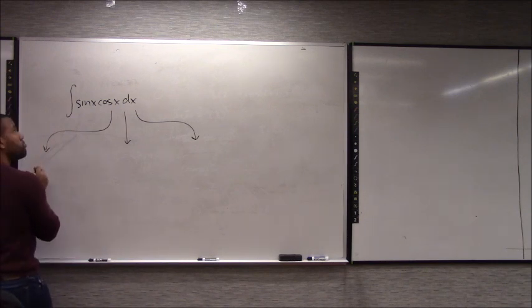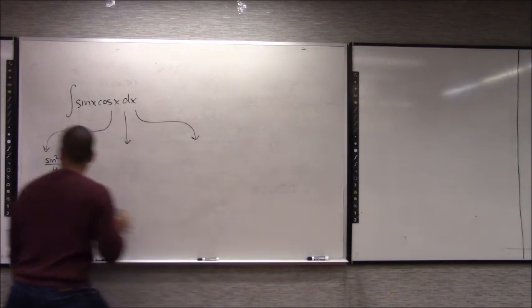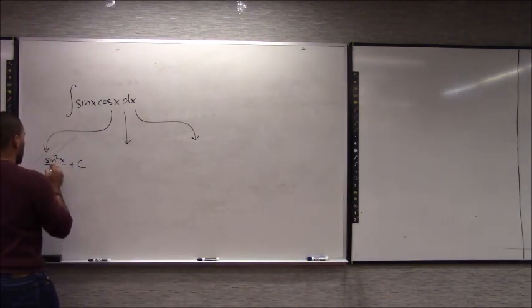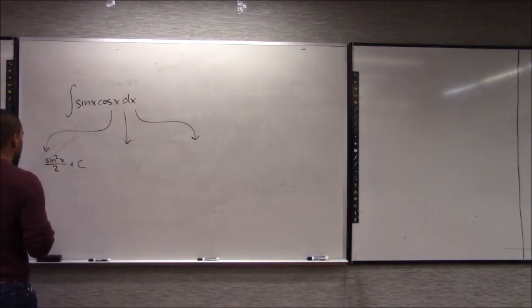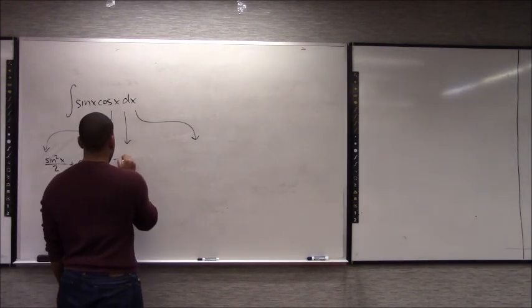Do you remember what those were? Was it sine squared x over 4? That sine squared x over 2. Okay, differentiate that using the chain rule. The 2's would cancel. You multiply by the derivative inside, and it would work. We also have minus cosine squared x over 2.